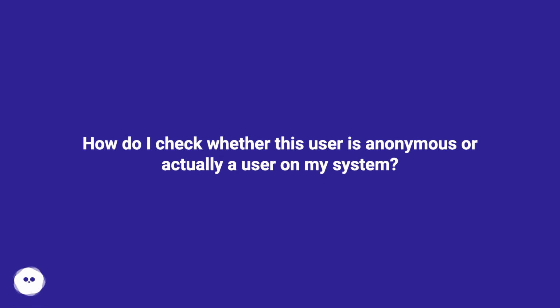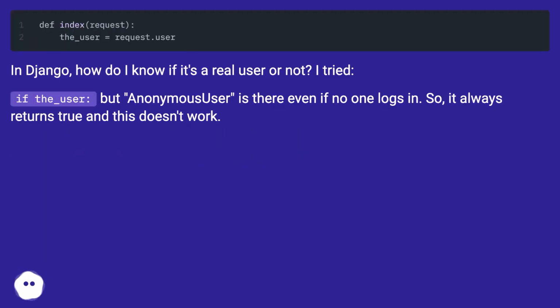How do I check whether this user is anonymous or actually a user on my system? In Django, how do I know if it's a real user or not? I tried the underscore user column, but AnonymousUser is there even if no one logs in. So it always returns true, and this doesn't work.